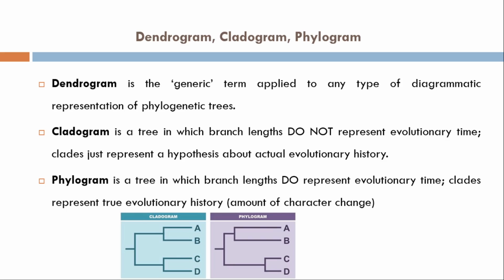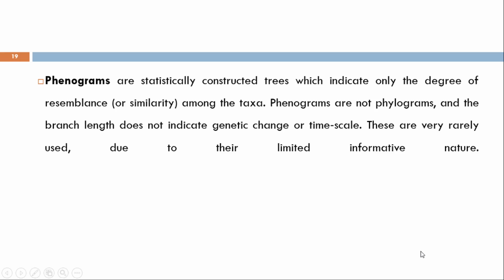And what about the phylogram? A phylogram is a tree in which branch length does represent evolutionary time, meaning the branch length is directly proportional to the evolutionary time, and clades represent true evolutionary history, that is, the amount of character change over time. So wherever you see differences in the branch lengths of the taxa, that is going to be called a phylogram. Simple.